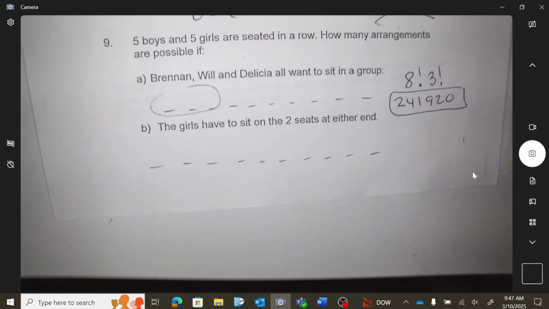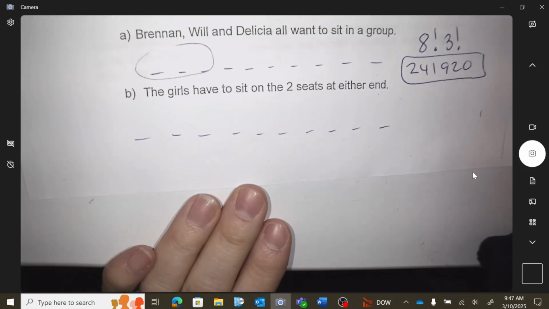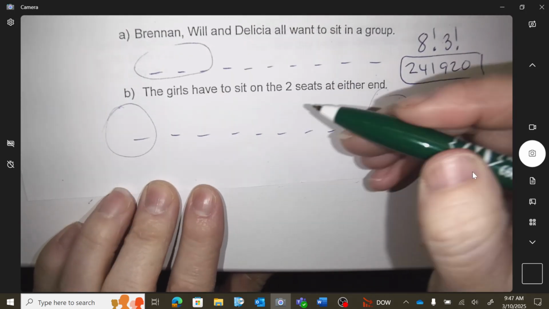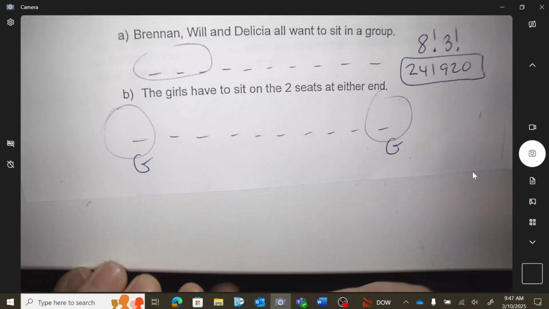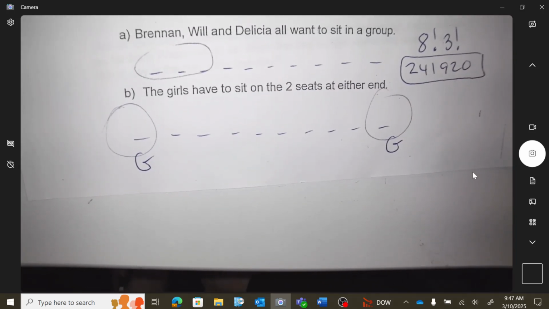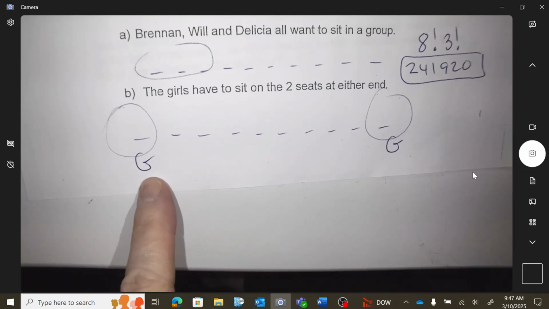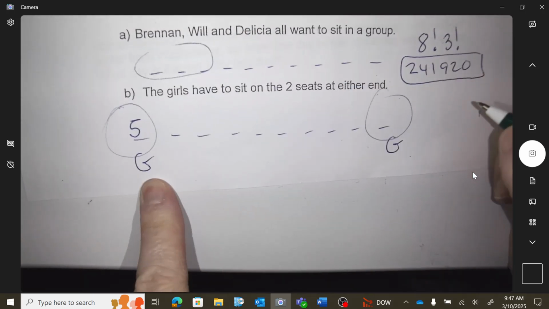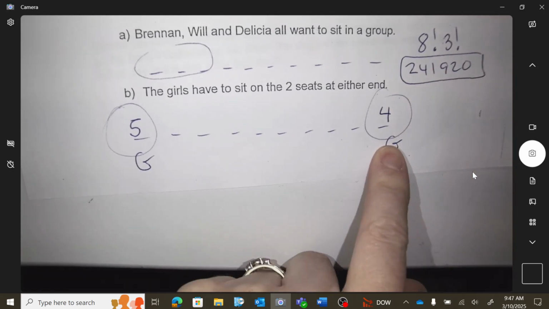Okay, and on this question, the girls have to sit on the 2 seats at the ends. So I have to have a girl there and a girl there. So I'm going to go like this. How many girls do I have to pick from for this seat? 5. And now I would have 4 choices.